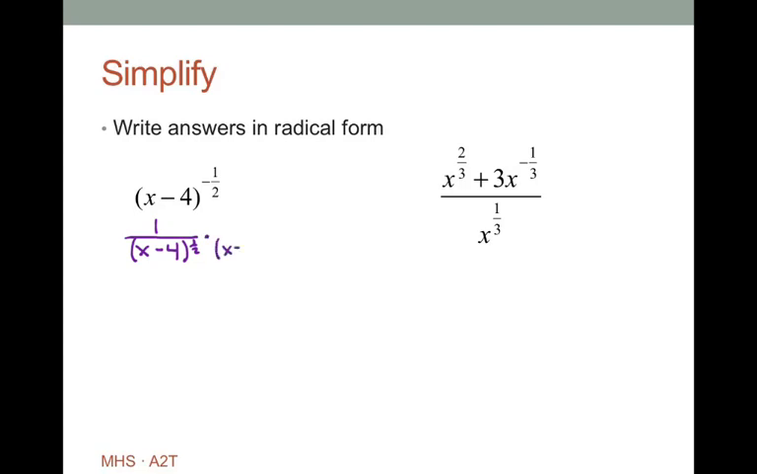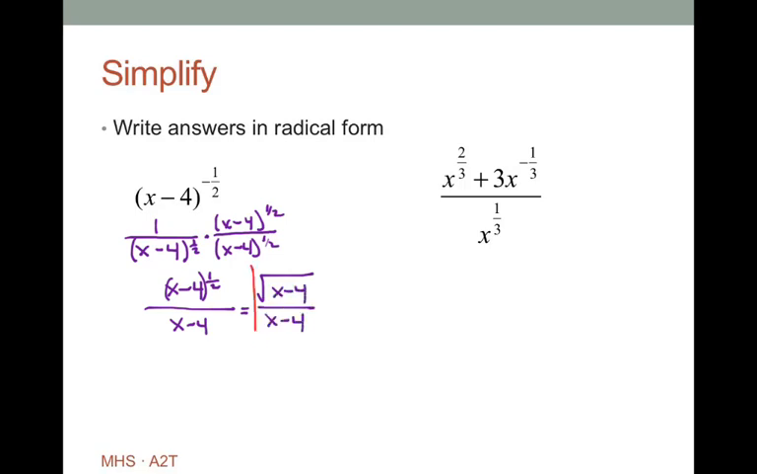Well, if we multiply the top and the bottom by x minus 4 to the 1/2, then I'm going to end up with just x minus 4 down below. But if I multiply the bottom, then I have to also multiply the top. So I'm going to get x minus 4 to the 1/2 power above. I'll end up with x minus 4 to the 1/2 on the top and x minus 4 down below, which is just the square root of x minus 4 over x minus 4. And that would be considered simplified.